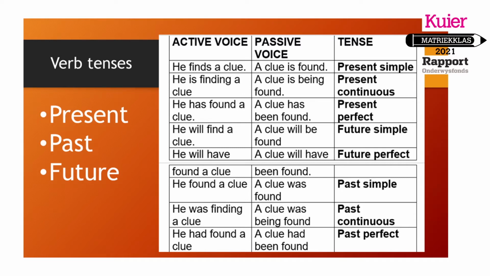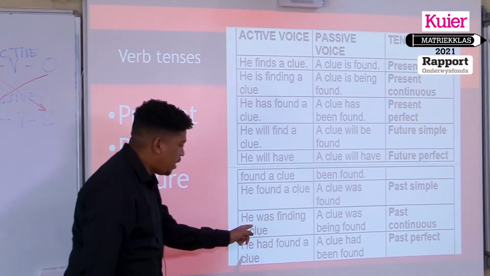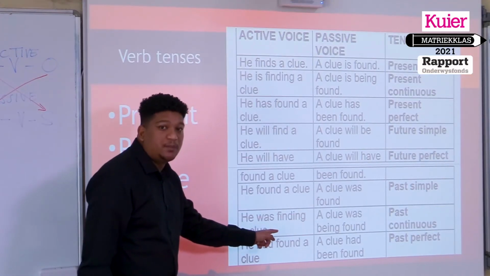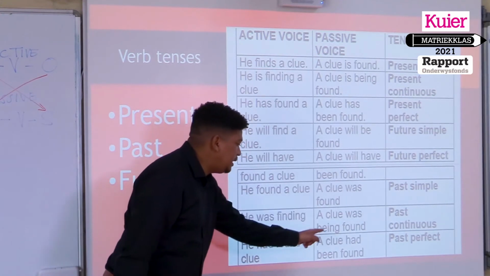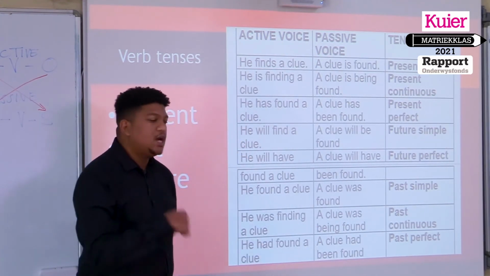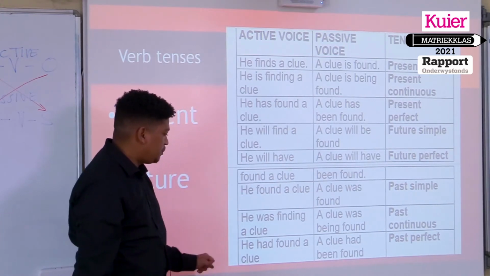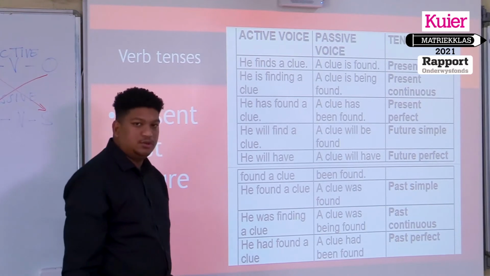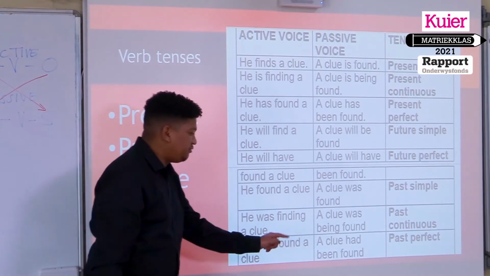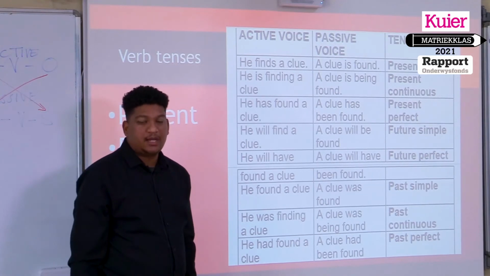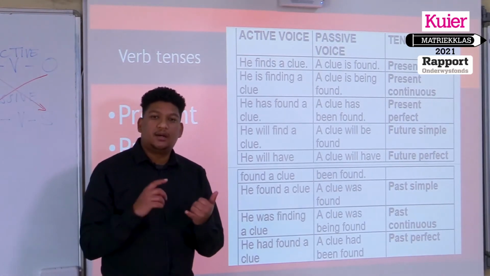It says if he found a clue, a clue was found by him, we would add, okay? He was finding a clue, a clue was being found by him. Continuous tense, was finding. But because I know it's in the past tense, I would continue with was being found, because being tells me continuous. Right? Then in the perfect tense, past perfect, he had found a clue. A clue had been found by him. Right?